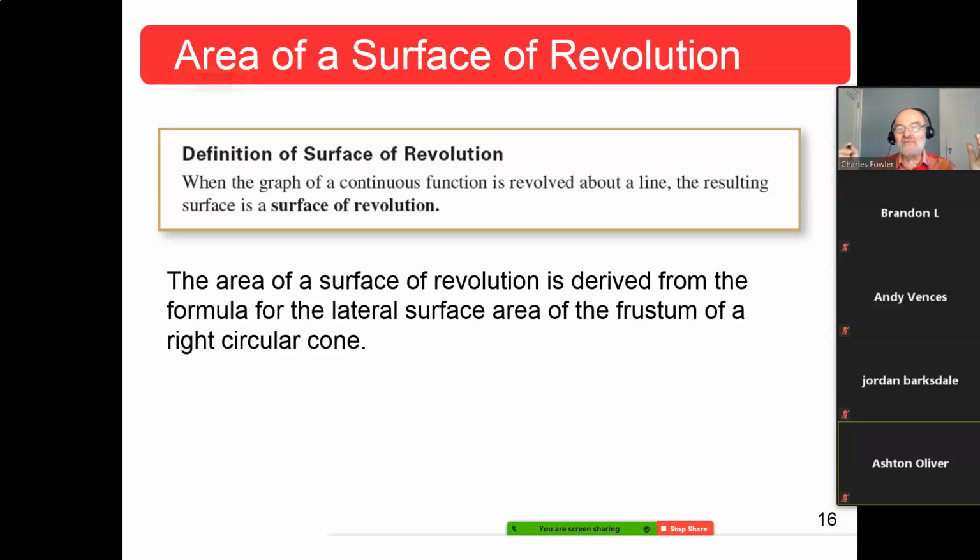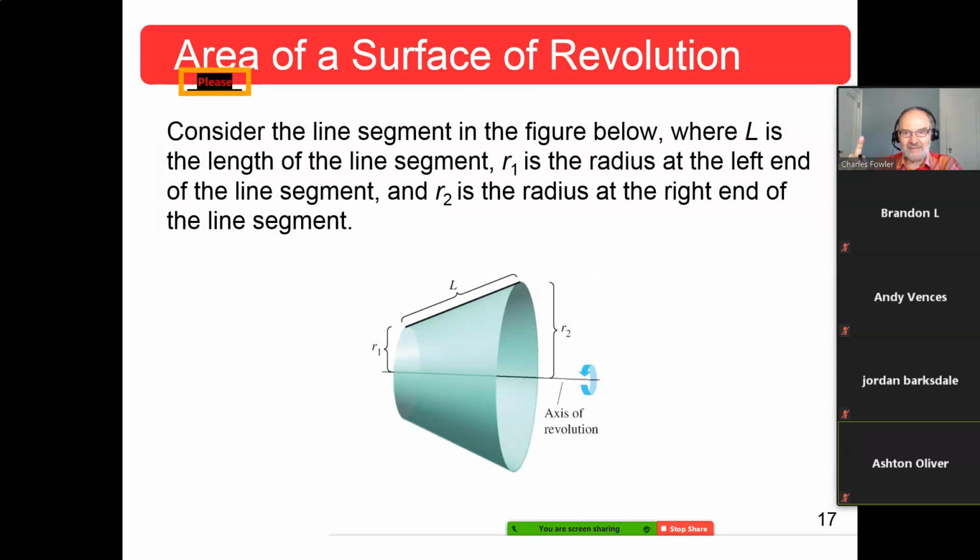The area of a surface of revolution is derived from the formula for the lateral surface area of the frustum of a right circular cone. Boy, aren't those some fun words. Here's what we mean. They spend so much time on the frustum of a cone, it seems like they could just go away with this, but it's okay. Consider a line segment in this figure here, where L is the length of this segment right here.